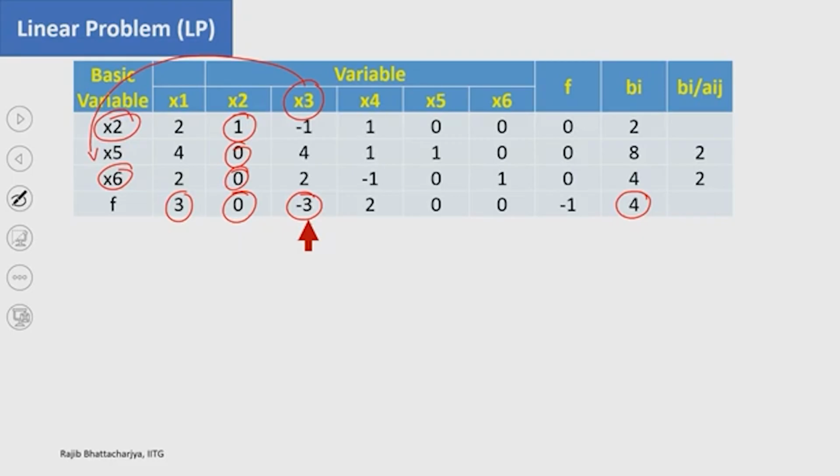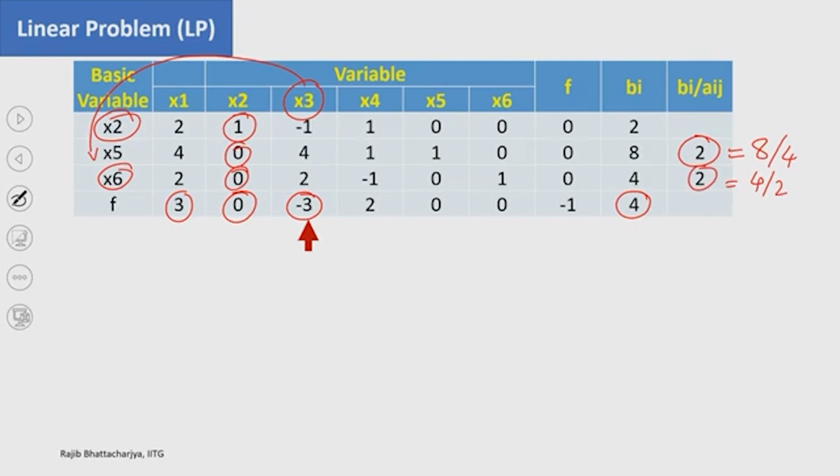Now, whether x3 will replace x2, x5 or x6, what do we have to do? We have to find out the ratio here. Okay. So, the b by aij ratio. So, now x3 is the incoming variable. So, here this is 8 by 4, that means 2, and here it is 4 by 2, so that is 2. You just see both are equal.